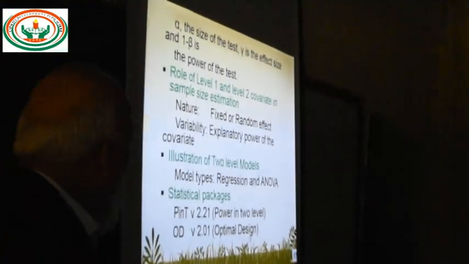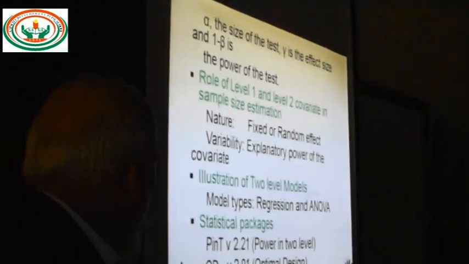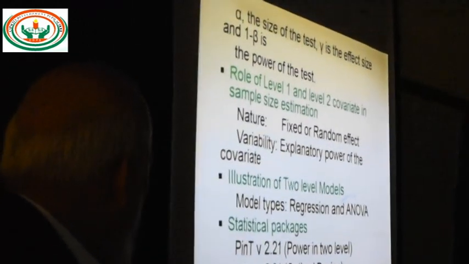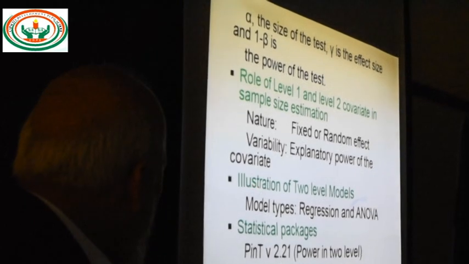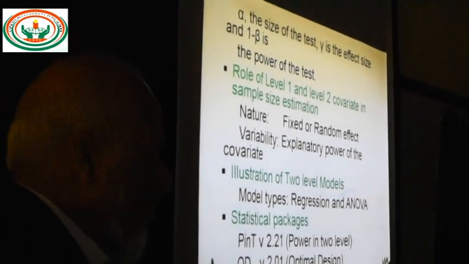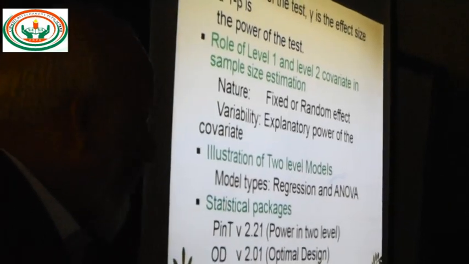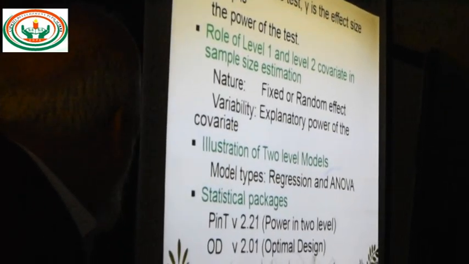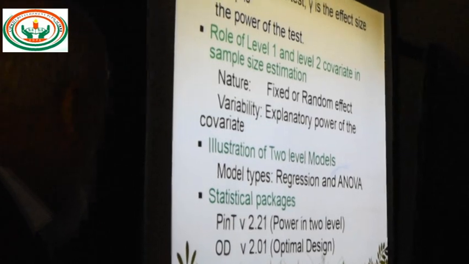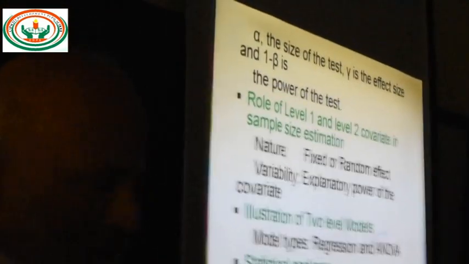We enter the covariate, fixed effect, and random effect at level 1 and level 2, and see what happens to the total sample size. For the illustration of the two-level model, we are extending it to just 2 levels and not beyond that, because it is the usual case. The statistical package used is Power at 2 levels in Optimal Design.